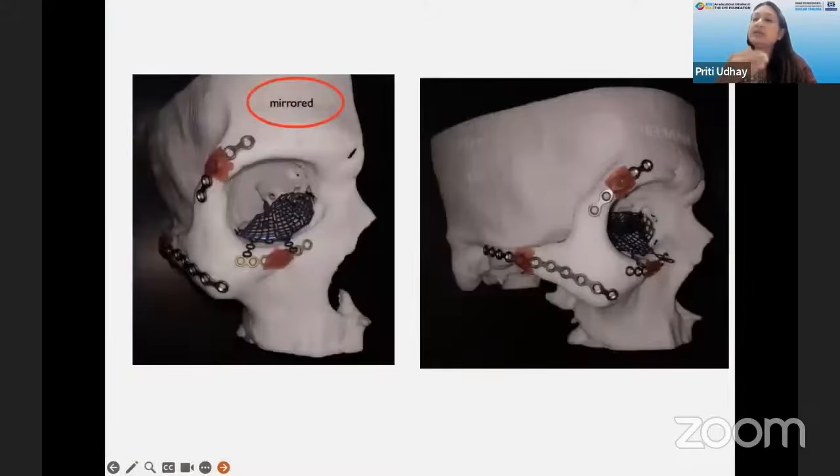Now, a step ahead in the planning was using mirrored skull models. So here the patient's right orbit is injured. We have mirrored the left orbit onto the right orbit and made a skull model of that. And we have contoured the implants on this mirrored model. So these implants will be used during surgery. So during surgery, after you have reconstructed, if these implants fit well, you know that your reconstruction is okay. So these are indirect ways in which you know that you are doing well during surgery.